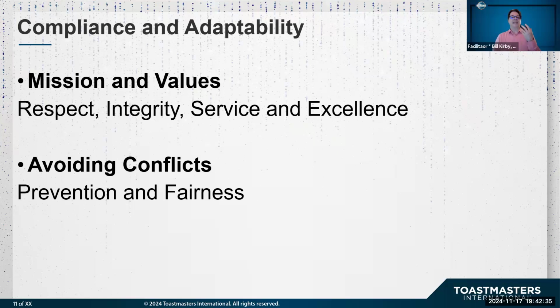It means that, sorry, I've lost my spot. Okay. So the bylaws and the policies that enable Toastmasters clubs to remain aligned with the organization's values still allow us the flexibility to meet local needs. And COVID actually provides us a great example here.